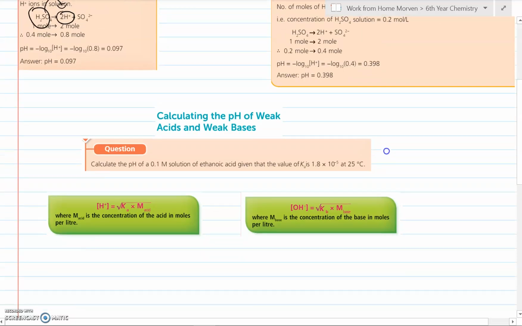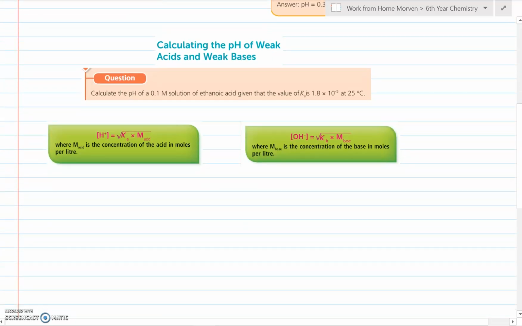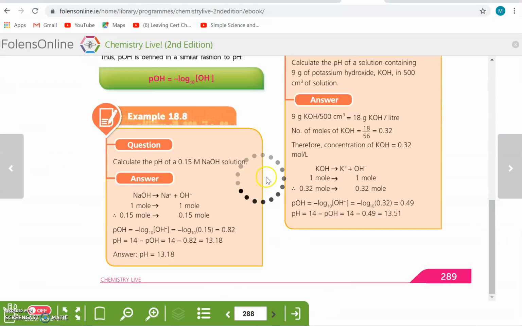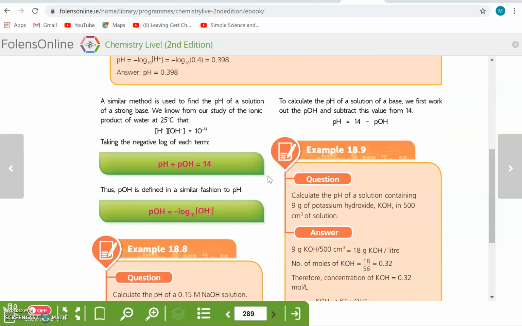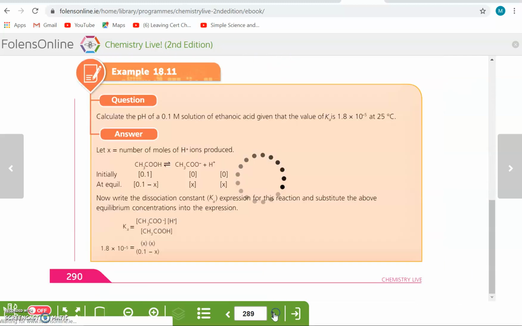So have a look at those. Then pH of weak acids and weak bases. I think at the top of page 289, or maybe 291, let's double check. No, not that one. Apologies now.